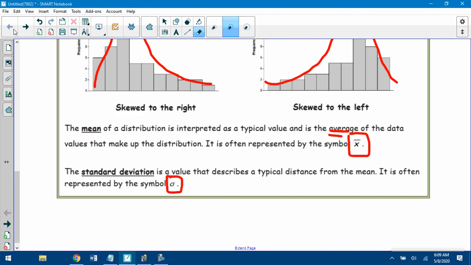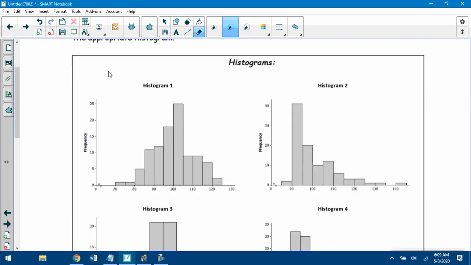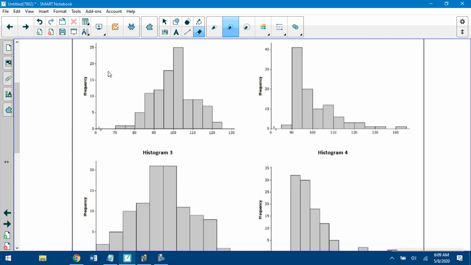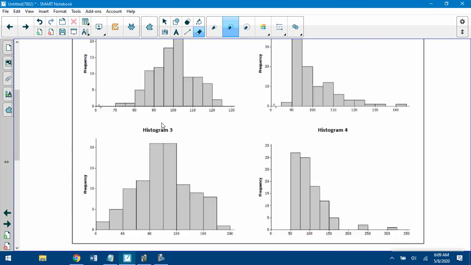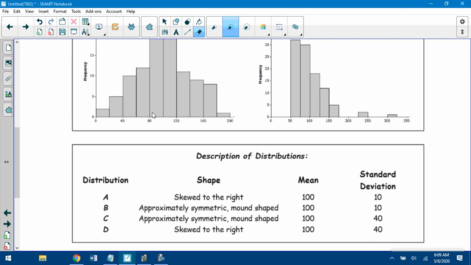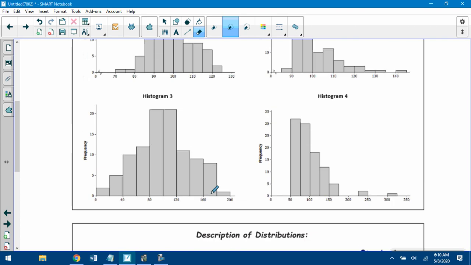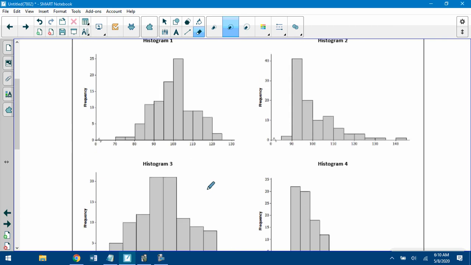Okay. Let's talk more about standard deviation. It says consider the following histograms. Histogram 1, 2, 3, and 4 with the descriptions given below. Match the description of a distribution with the appropriate histogram. So there's your 4 histograms. Okay. Some of them are symmetric, some of them might be skewed. So we've got 2 that are symmetric, 2 that are skewed to the right. So which 2 would you say are symmetric?